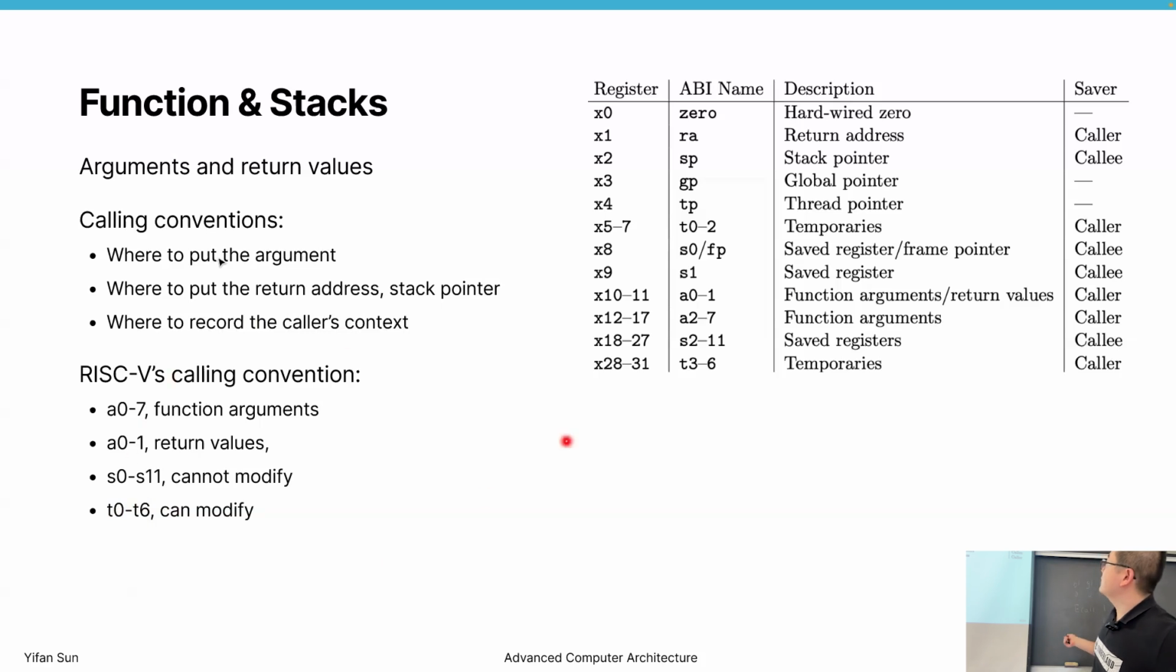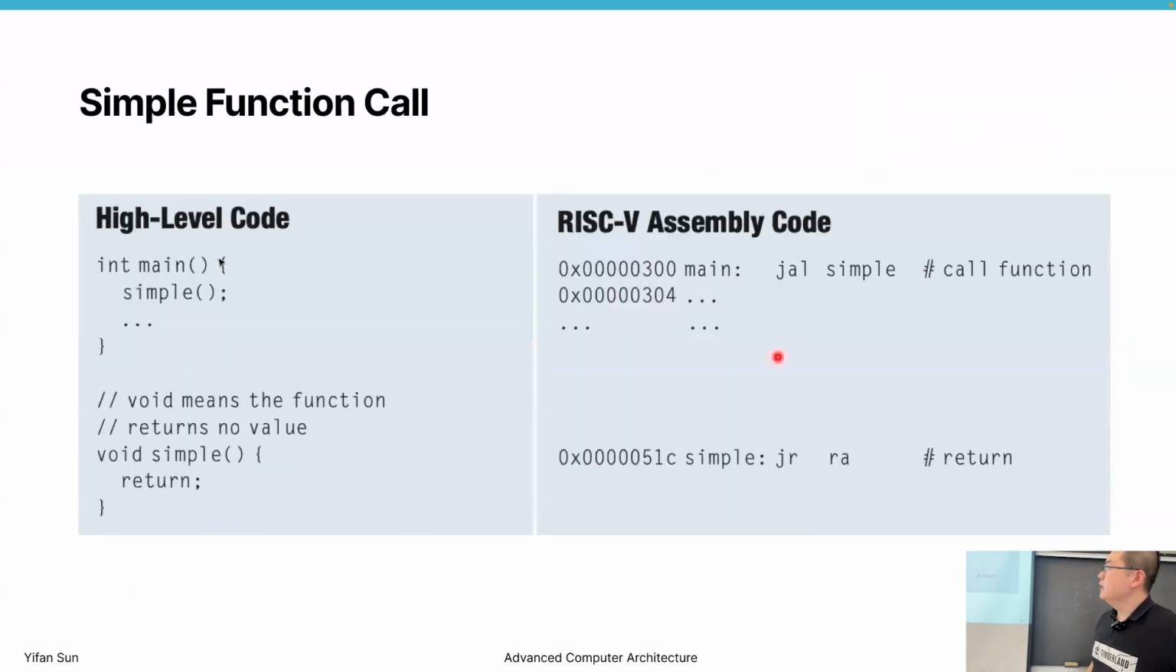Now you can see there's a saver. We'll explain what the saver means. So let's do a simple function call. This is a simple function call. Now we call a simple function, and there are no arguments and there's no return value. What we simply do is to call a JAL, the jump and link. Where do we want to jump? We want to jump to this simple label.